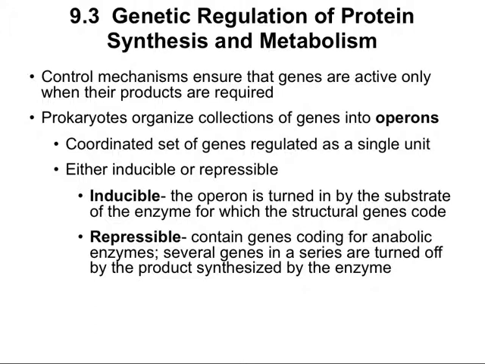An inducible operon is an operon that's turned on by the substrate of the enzyme for which the structural genes code. That is, they're only turned on when the substance that needs to be broken down is present, so those enzymes are only manufactured when they're needed. Repressible operons contain genes that code for anabolic enzymes. In this system, several genes in a series are turned off by the product that's synthesized by the enzyme. So they're on all the time, and if there's too much product present, then they'll shut down.